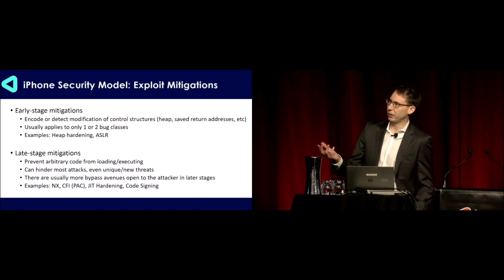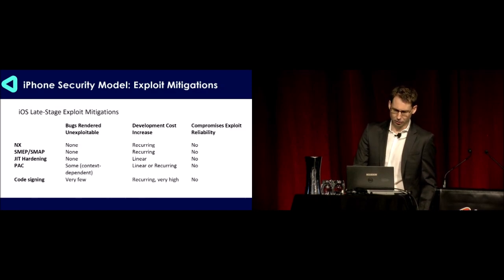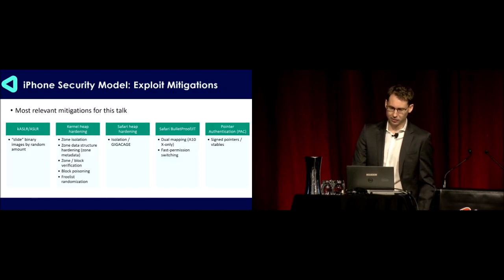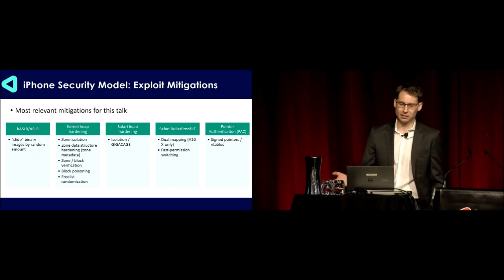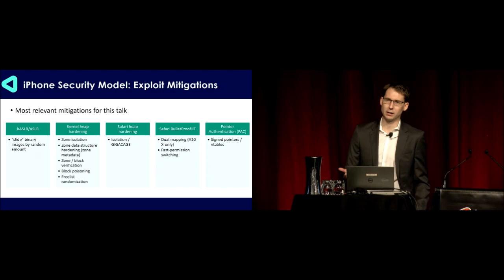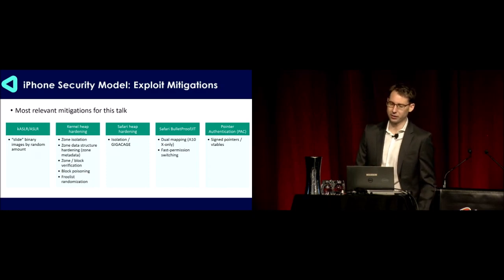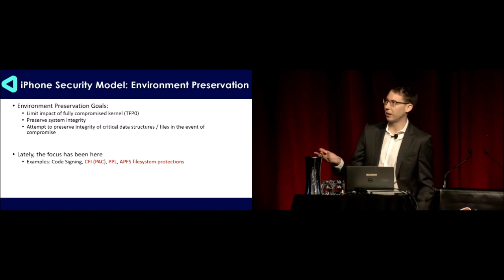Then there's late stage mitigations, where you've completely corrupted data and control structures, but they want to try and prevent you from actually executing code. So you have things like control flow integrity, PAC in this case, JIT hardening, code signing, that kind of thing. There's a lot of them present in iOS, but these are the ones relevant for this talk. Firstly, KASLR. ASLR is something you probably would have already heard of, address space layout randomization. In iOS, they basically slide binaries by a randomized amount.